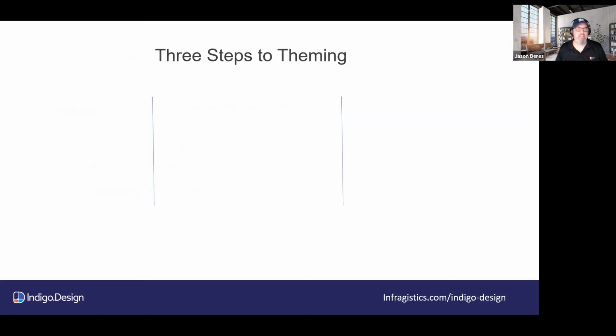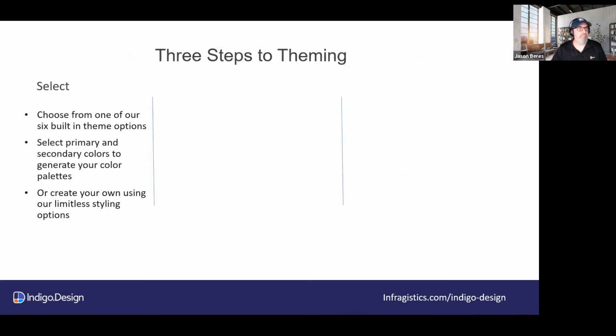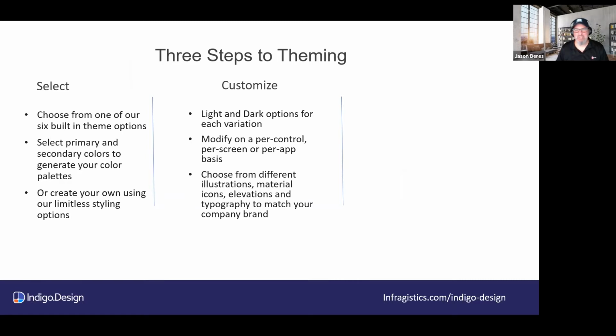So how do you do this? There's really three steps to getting this theming done. You're going to select one of the themes from our pre-built options. You select your primary and secondary colors, or you just say, give me a new theme, and you start picking your own colors, which is okay. Each one of our themes comes with a light and dark variation. You can modify these at the application level, the screen level, the component level. So let's say you have this beautiful dark theme, or you have this cool green theme, but you want one button to kind of go outside of that. No problem. We will allow you to set those properties on a per component basis.